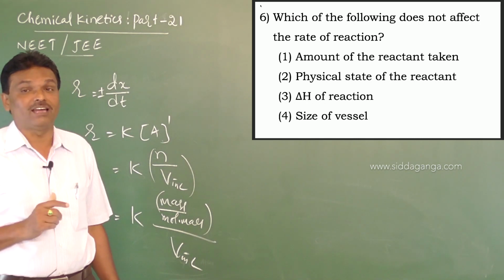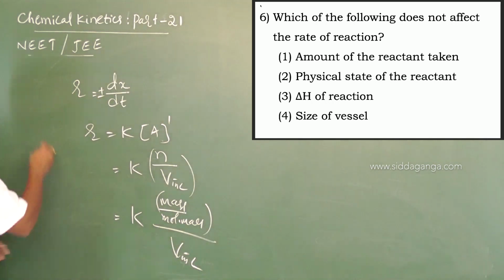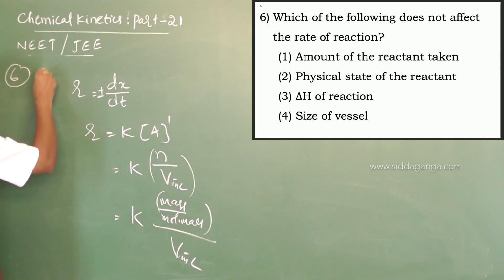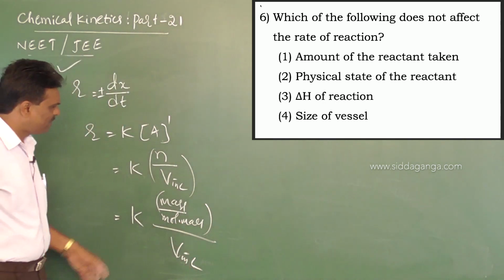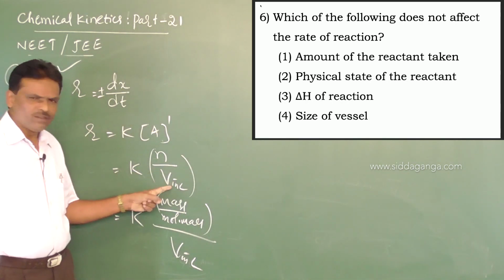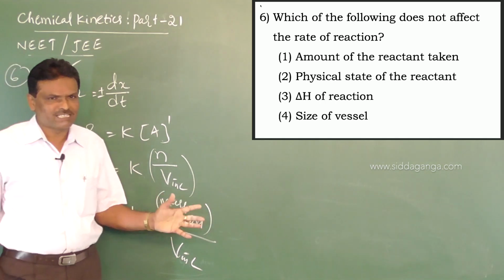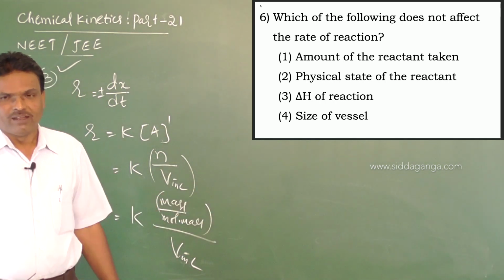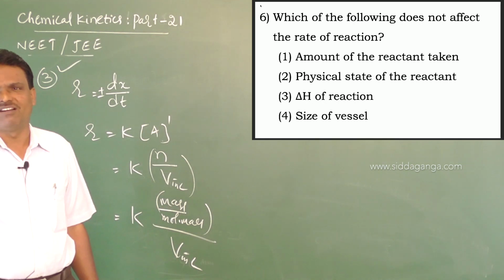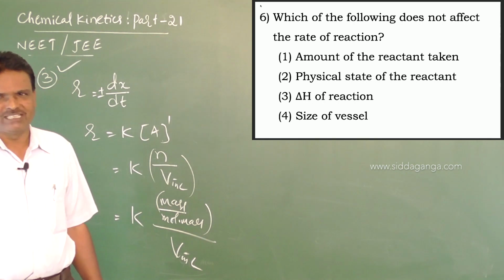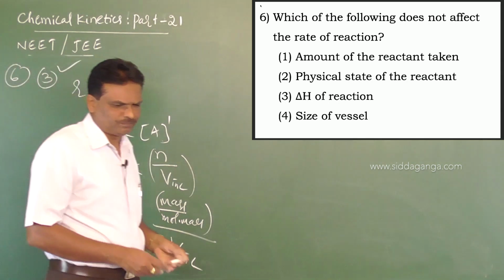Delta H of the reaction, enthalpy of reaction: rate of reaction does not depend on enthalpy of reaction. So for the 6th question, the third option does not depend. Size of the vessel means n by V, volume. So rate of reaction also depends on volume. Size of the vessel means volume of the container. Rate also depends on the volume of the container. Therefore, what does not affect is delta H. So third option is the right option.